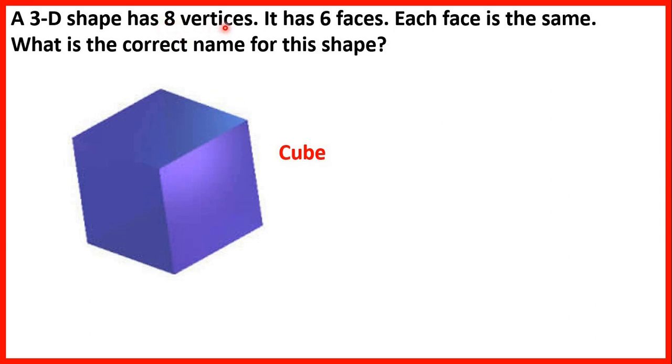It has 8 vertices because remember, the vertices are the pointy bits, and we have 4 pointy bits at the top in each corner of our square face, and we will have 4 vertices, 4 pointy bits at the bottom as well. And we have 6 faces. There's 3 faces that we can see, but there will also be 2 faces round the back and 1 underneath, so that's 6 faces altogether. And each face is the same because with a cube, all of our faces will be squares. So the shape being described has to be a cube.